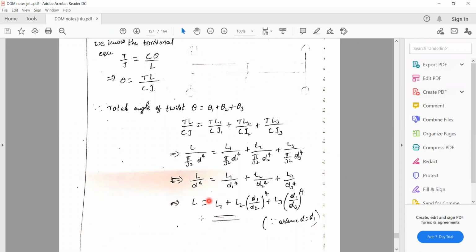So if you have to find the length of the shaft, the length of the shaft is indicated with that uniform diameter of the shaft. If you take the uniform diameter of the shaft, how much length of the shaft is required?